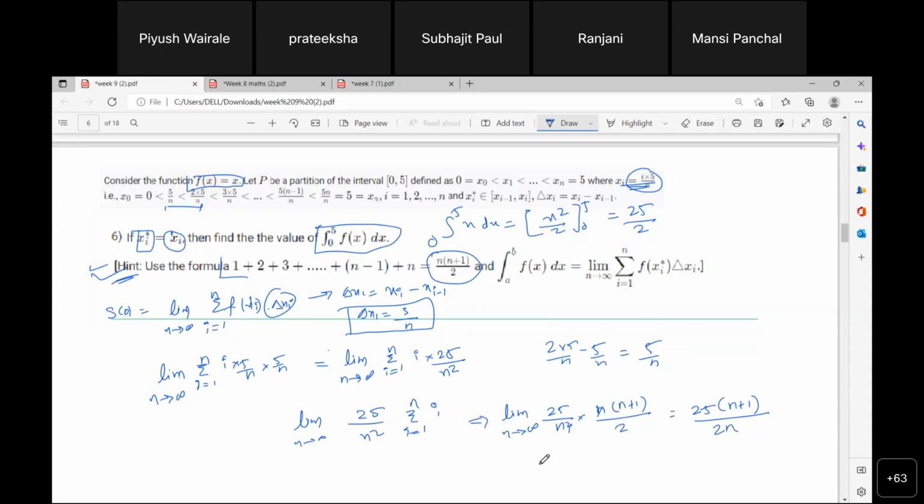So how to evaluate this limit? Limit n tends to infinity. I can take 25 by 2 common, and n plus 1 by n. So 25 by 2 limit n tends to infinity, 1 plus 1 by n. Here, if I put n equals to infinity, I will get 0. Output will be 25 by 2. Answer will be 25 by 2. Here you can see we got 25 by 2, right?